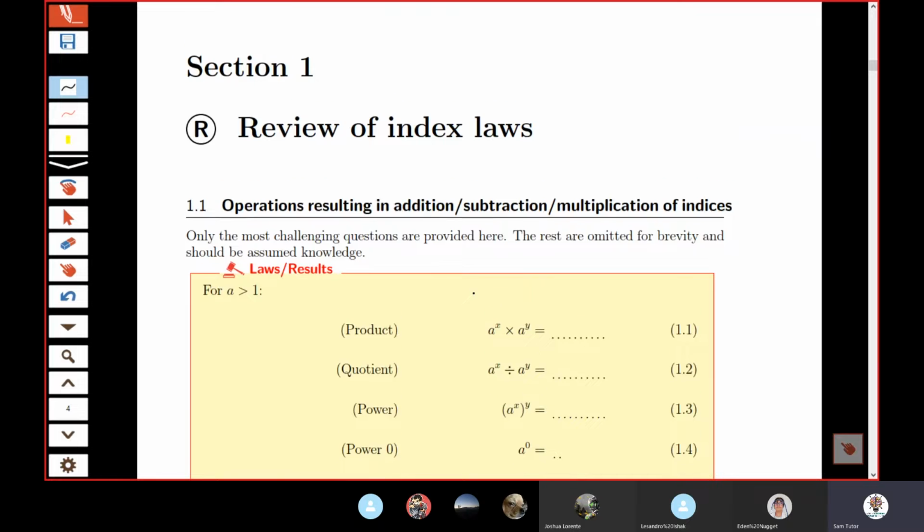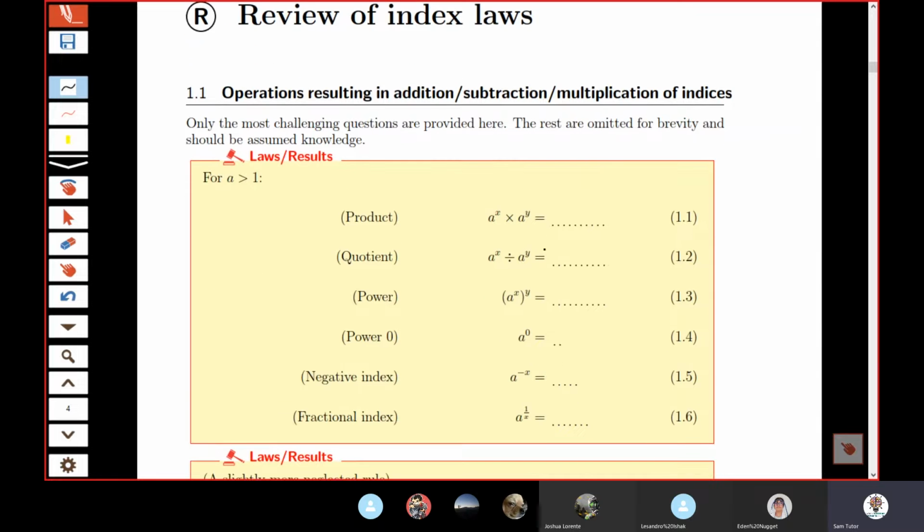So the first thing we've got to do is just review of index laws, which I think is pretty easy for us. Product, what do we do when we multiply bases? Add them. So multiply, you add the powers, divide, you subtract the powers, power to a power, you multiply, anything to the power of 0 is 1.